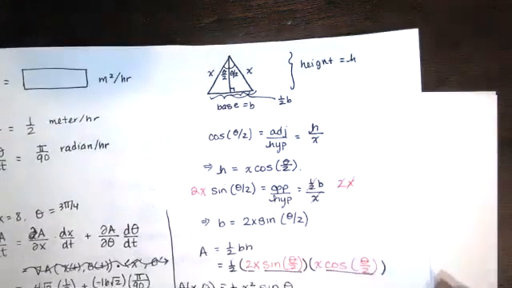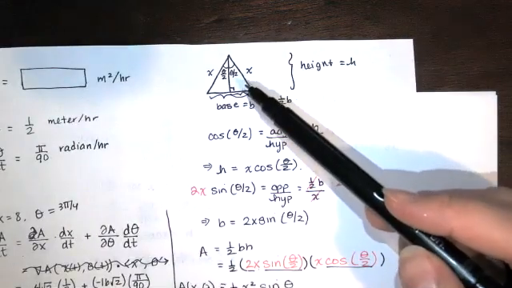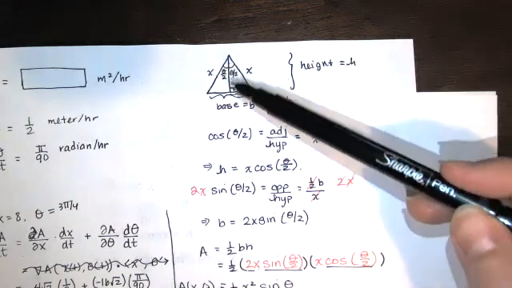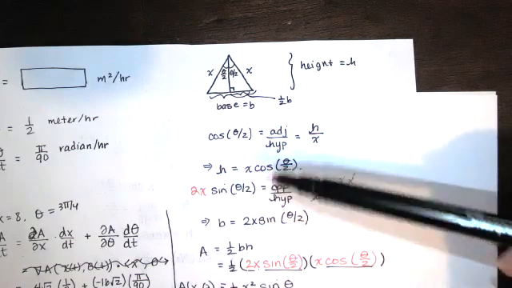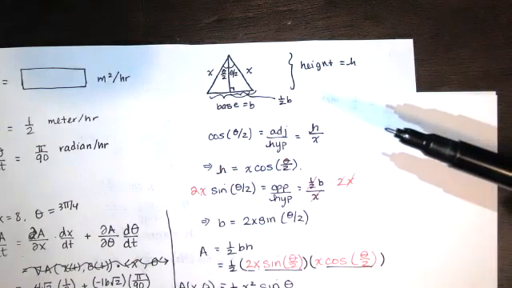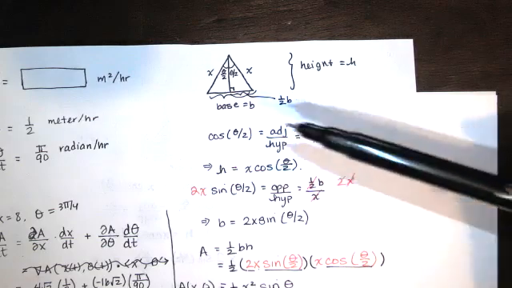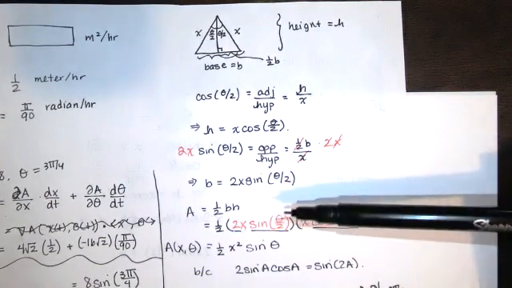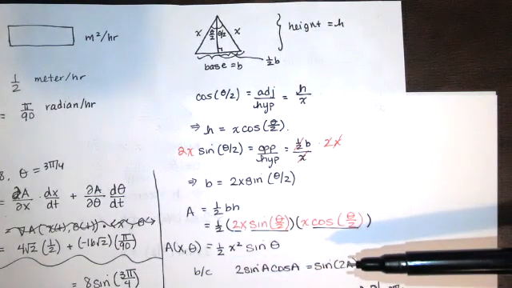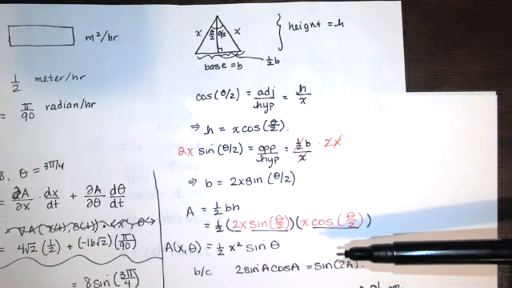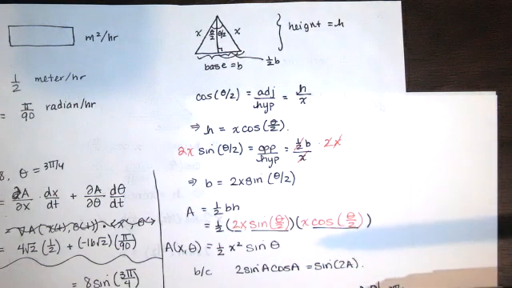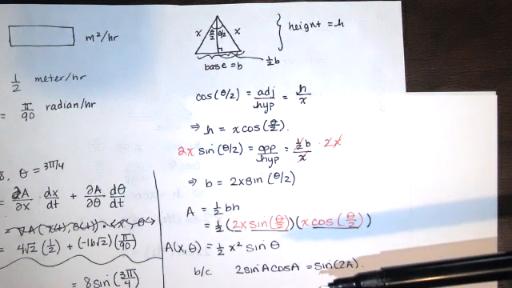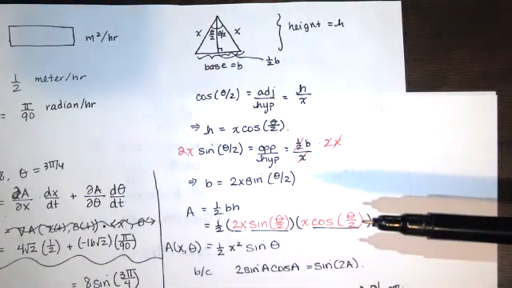So I think the key is to draw this triangle in this way, and then just use trig. Cosine will allow us to find the height here, and the sine will allow us to find the length of half of the base, which we can double to find the base. And then when you put those pieces together, you get something that looks like this. You don't have to use the double angle formula for the sine function if you don't want to. You could just use this. That would be fine as well. You're going to get the same answer. Just when we use the double angle formula, it makes the area formula a little bit cleaner.